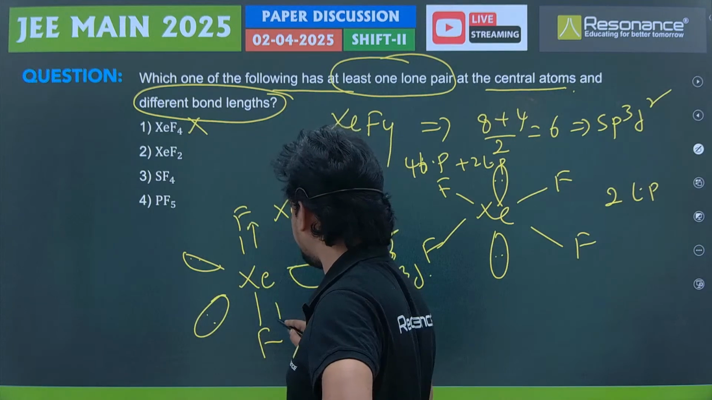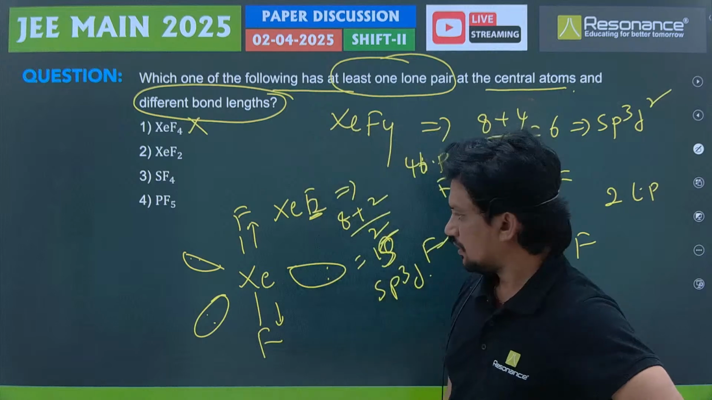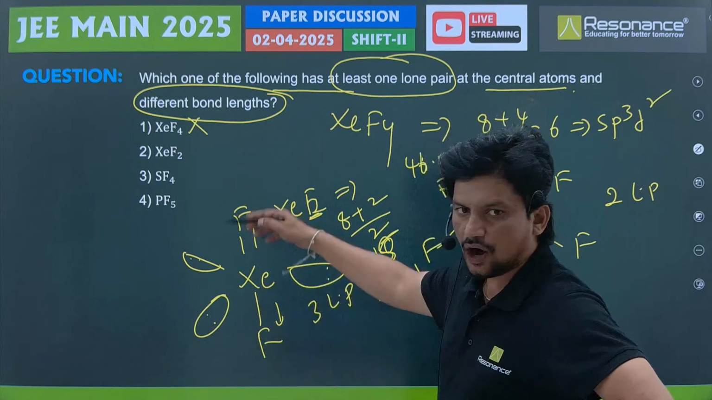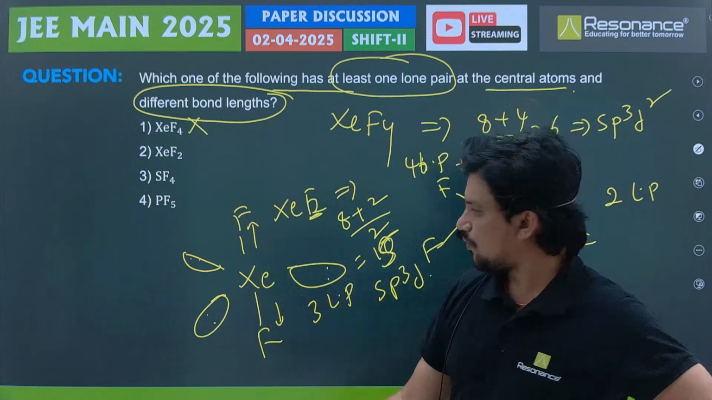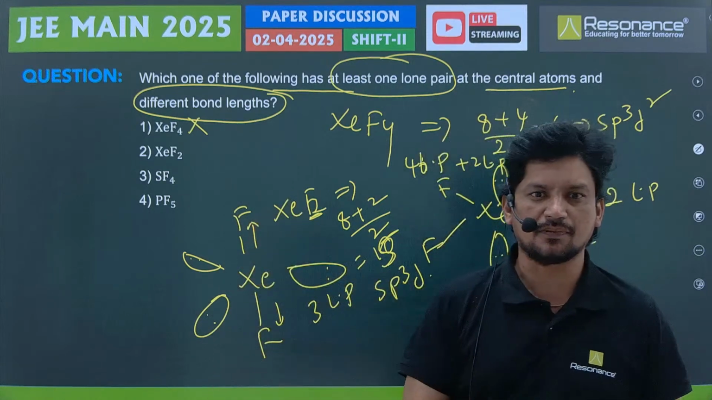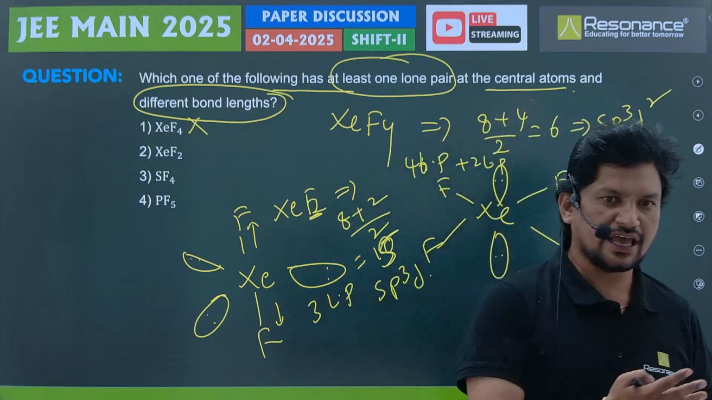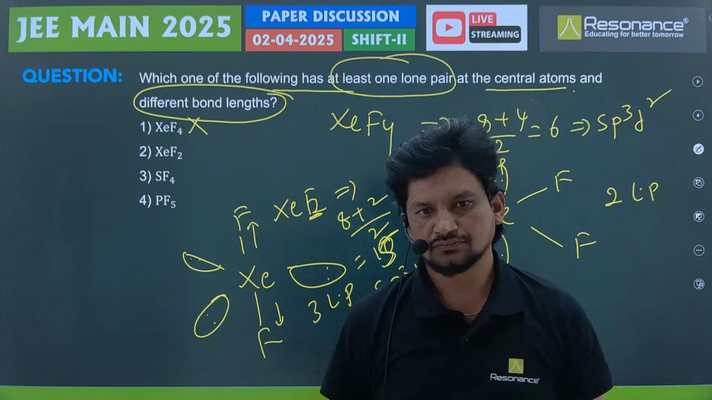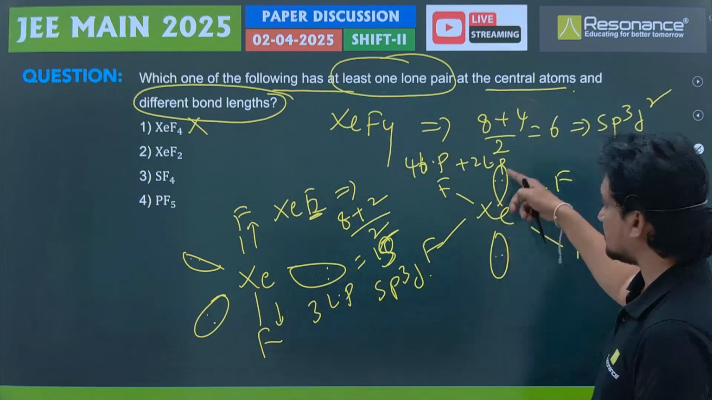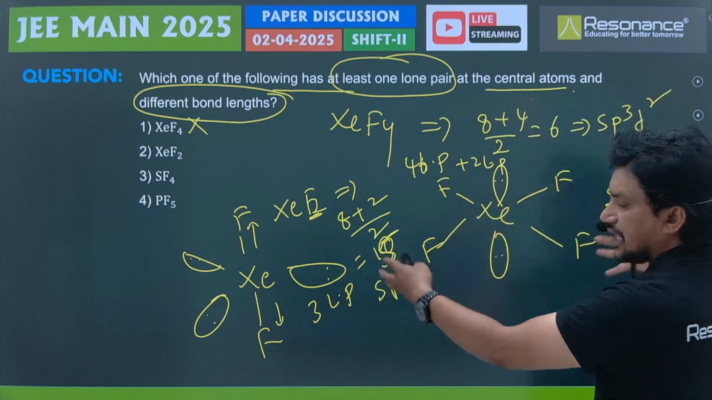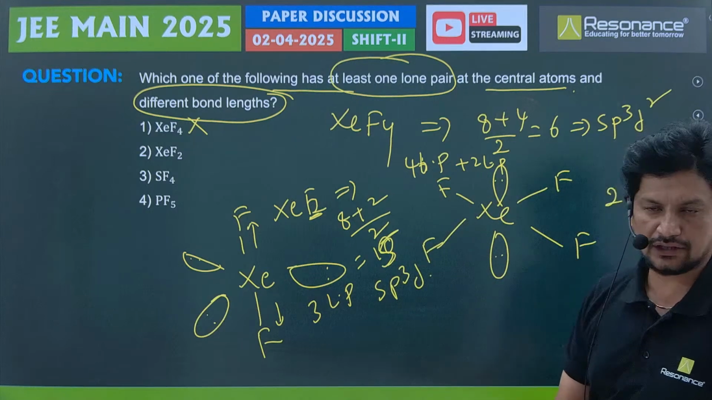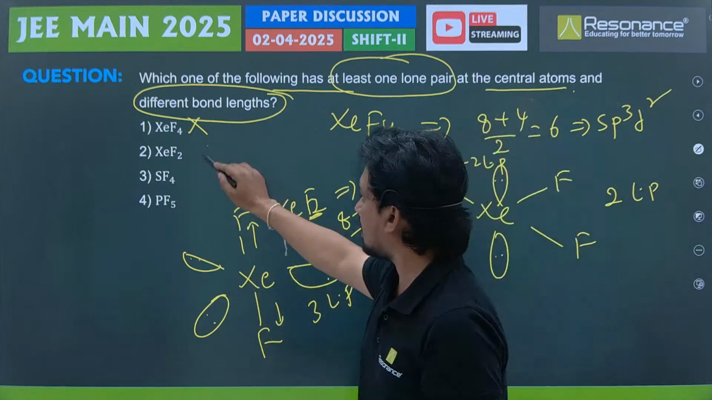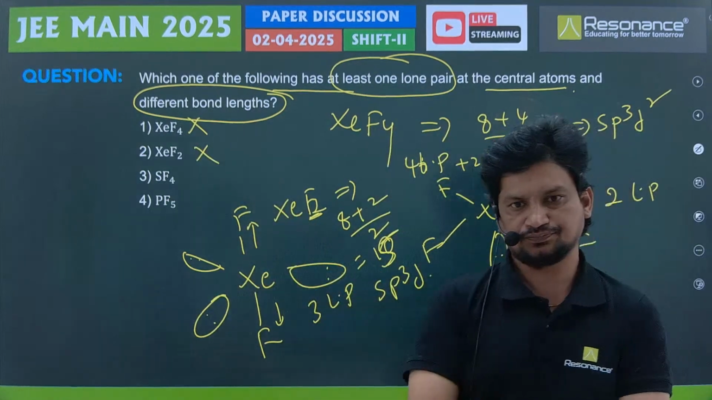Linear. It has 3 lone pairs, but the 2 bond lengths are equal because it is also a planar molecule. Repulsions exerted by the lone pairs on the 2 bonds are equal. Here also, repulsions exerted by all the bond pairs are equal. There is no change in the bond length. All bond lengths are equal. So this is not the option.